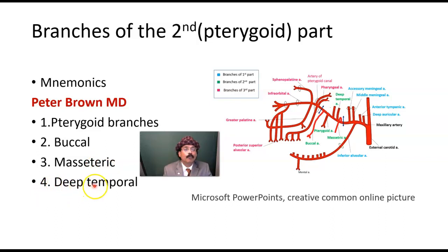Then the deep temporal, another branch. The deep temporal artery passes between the temporalis muscle and the bone, underneath the temporalis muscle. These are the branches of the second part of the maxillary artery, and our mnemonic is Peter Brown MD.